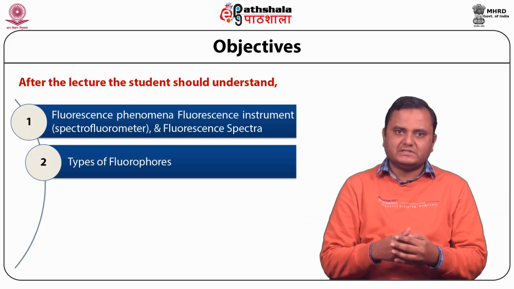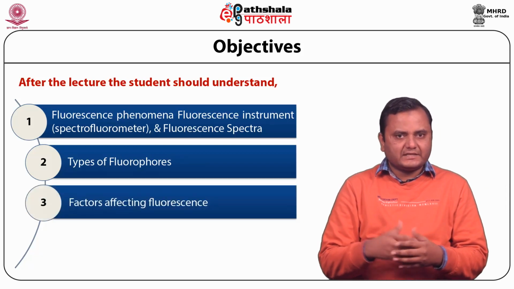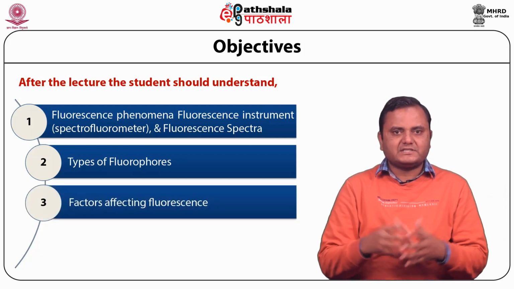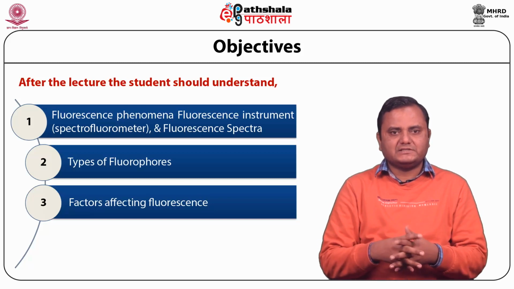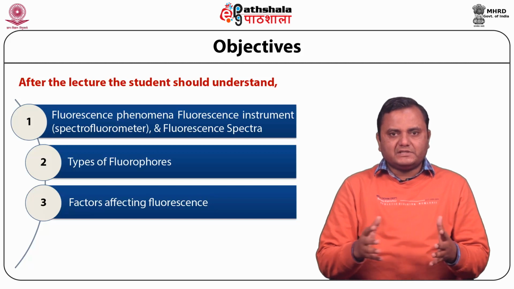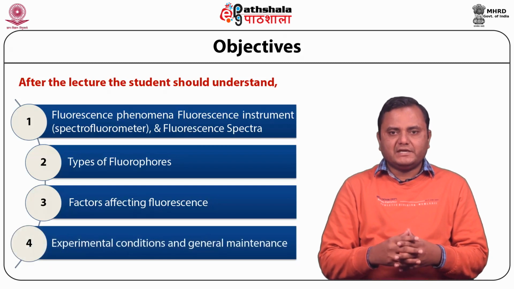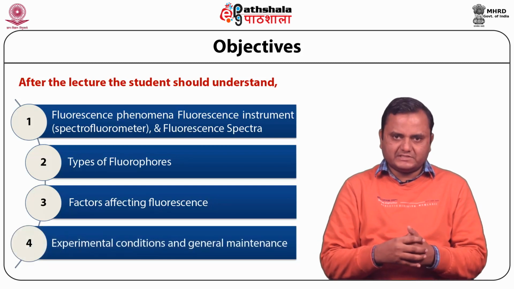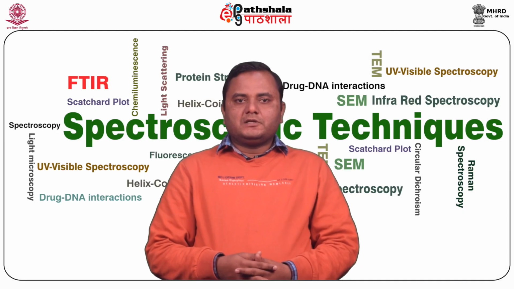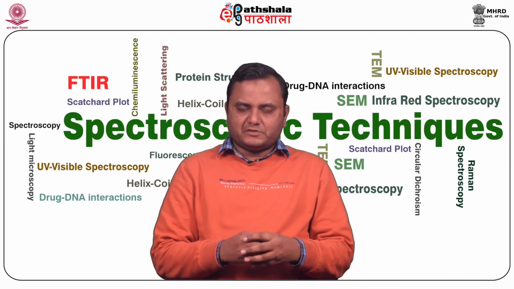these fluorophores. And then we discuss the factors affecting fluorescence, like the properties of the solvent system, the medium, and the chemical structure. These are the factors affecting the fluorescence properties of any material that we will discuss in detail. And then at last we will discuss the experimental conditions and general maintenance of instruments. So let's start with the basic concept of fluorescence spectroscopy.